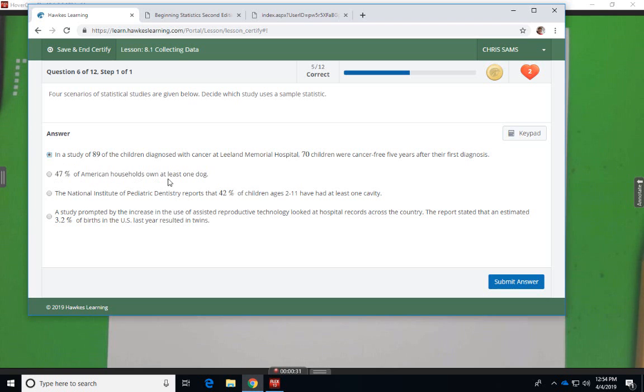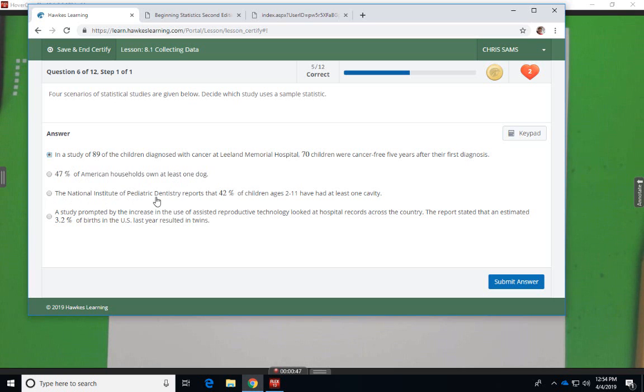47% of American households own at least one dog. So we're just given 47%, this is the numerical value. This would be a parameter. We're not told how many households, we just said households. So we assume all unless we're told otherwise.